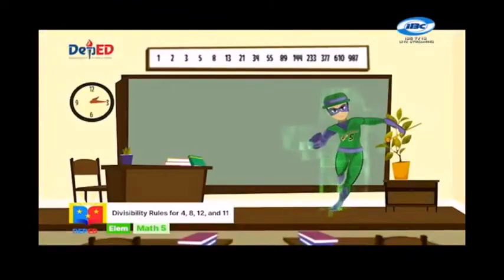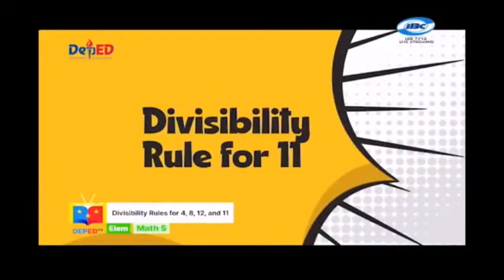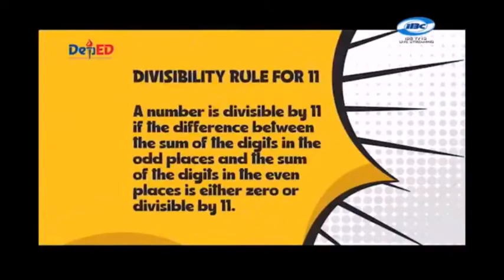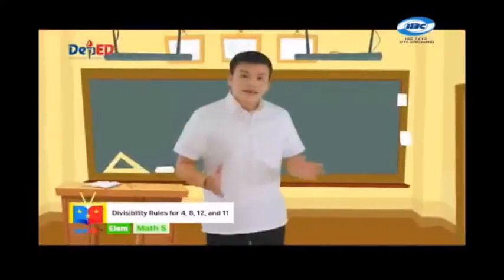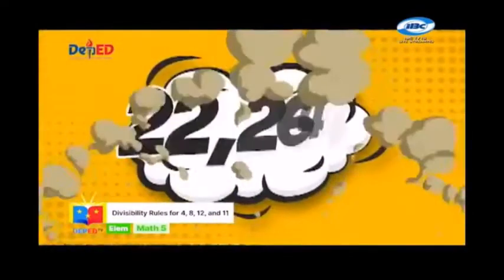Up, up, and away! And for our final rule, the divisibility rule for 11. A number is divisible by 11 if the difference between the sums of the digits in the odd places and the sum of the digits in the even places is either 0 or divisible by 11. Let's make it easier. Let's take a look at these examples.